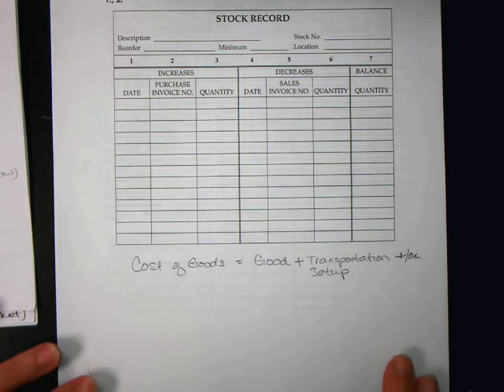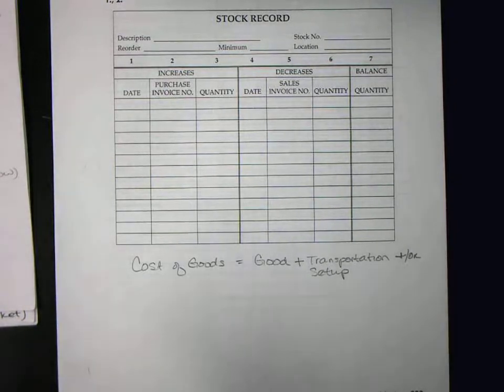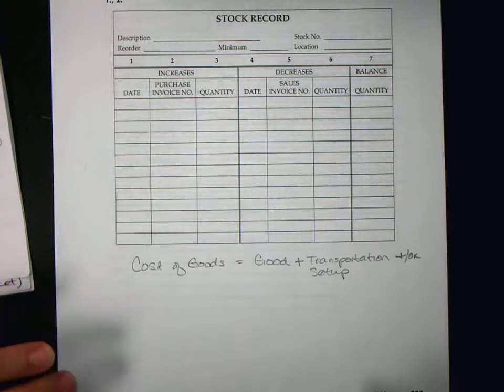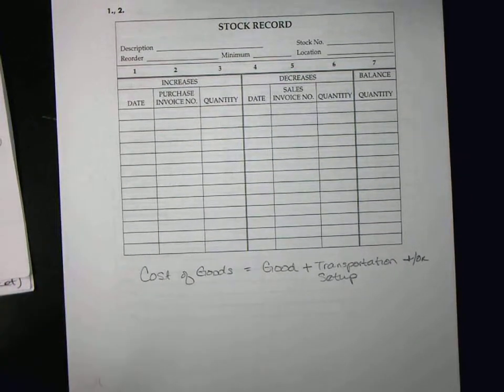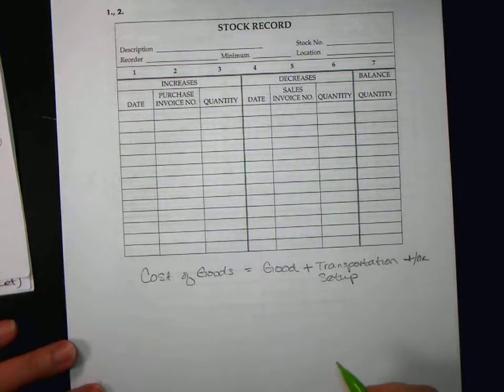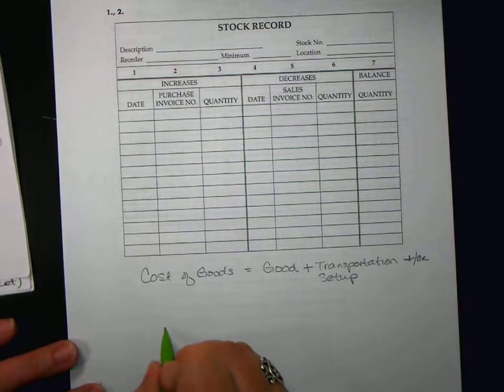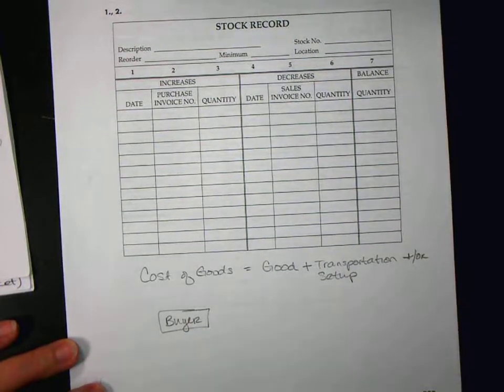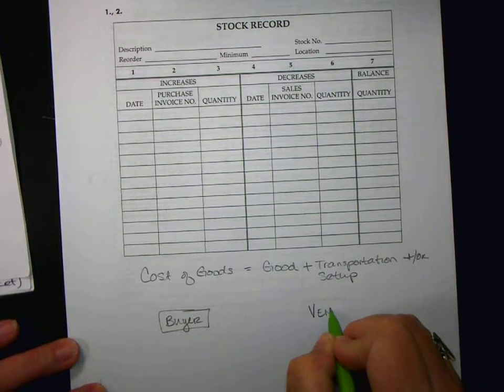Now, there are negotiations, or it may already be laid out who is paying the transportation cost or the setup costs. And those are some terms that we want to be familiar with. One is called FOB shipping point, which FOB stands for freight on board, and there's FOB destination. And this graphic is on page 146 in your book as well. Okay, so we have the buyer, and we have the vendor.